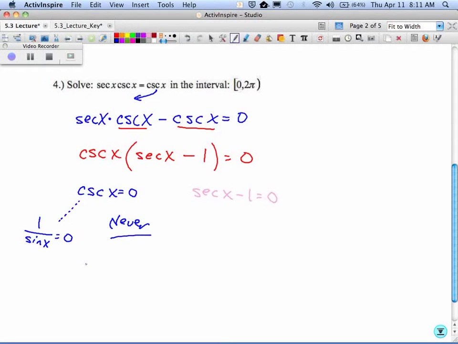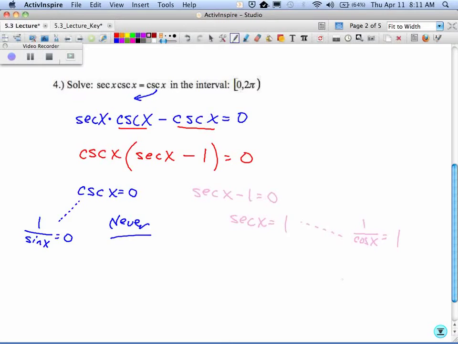Now we'll look at secant over here. Add the 1 to both sides. What you're really looking for is where is secant 1? Off to the side, you might think about this. When is 1 over the cosecant equal to 1? So when is 1 over the cosine equal to 1?